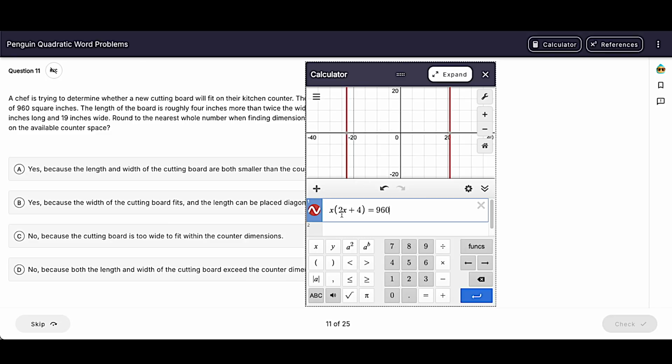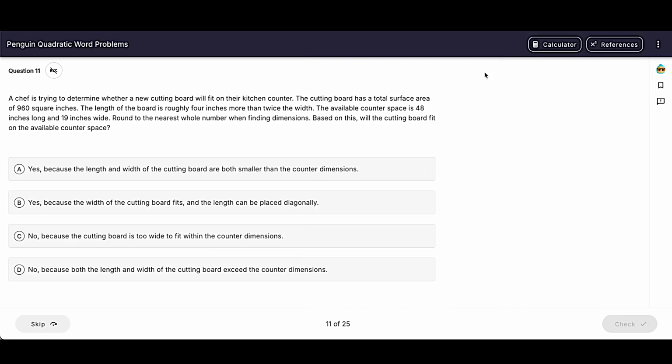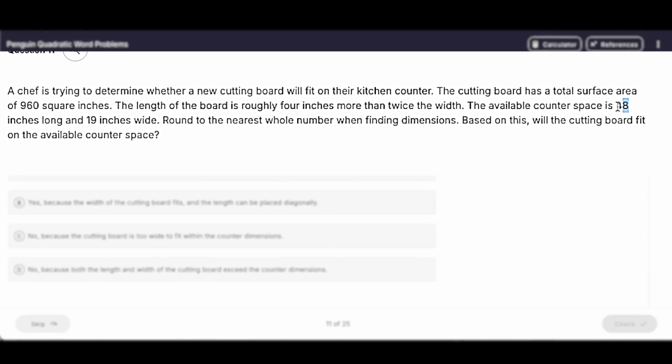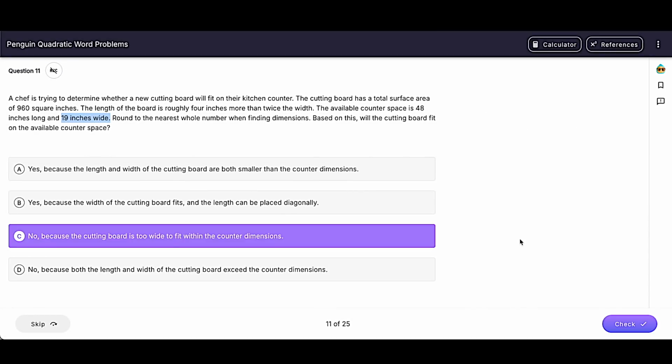So we know that our width is 21 inches. And then 2 times 21 plus 4 would be 46 inches. So our length is 46 inches. So would it fit? The counter space is long enough. 48 inches would accommodate the 46 inches, but the 19 inches wide would not accommodate the 21 inches wide. So my answer is going to be C, no, because the cutting board is too wide to fit within the counter dimensions.